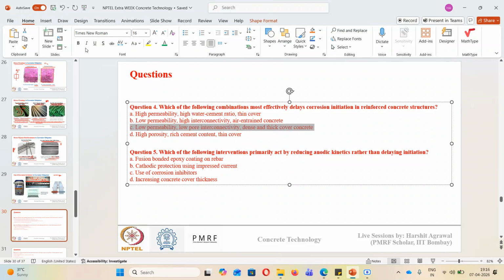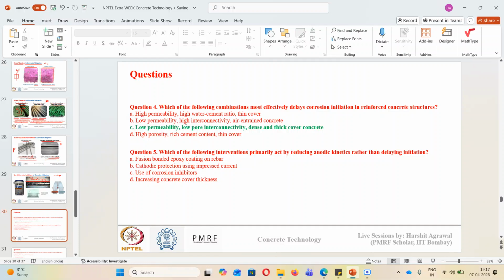So low permeability, low pore connectivity, dense and thick concrete cover, this combination will effectively delay the corrosion initiation, because they will slow down the ionic ingress into the cover concrete. Okay, and if the ion ingress is slow, then the corrosion initiation will be delayed.